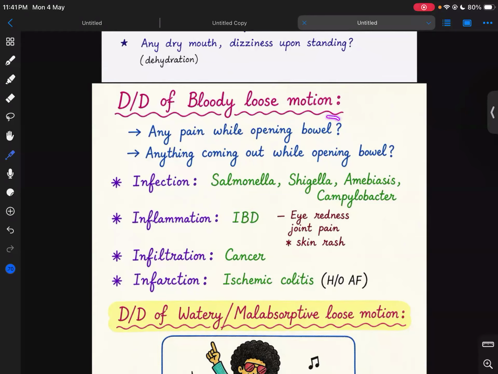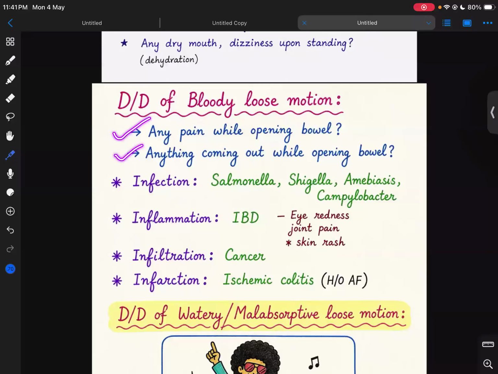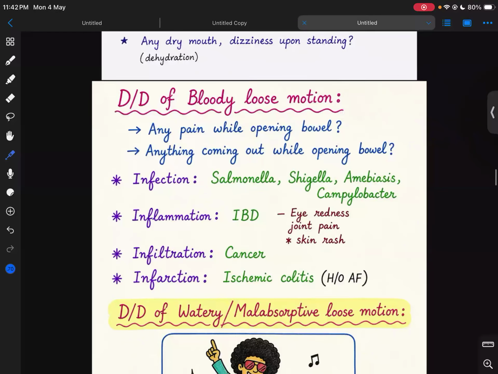To rule out anal fissure, we have to ask about any pain while opening the bowel. To rule out hemorrhoid, we have to ask, have you noticed anything coming out while opening the bowel? These are two local pathologies, hemorrhoid and anal fissure. For any per rectal bleeding, we have to rule out these two local pathologies. Then we can jump into the differential diagnosis.